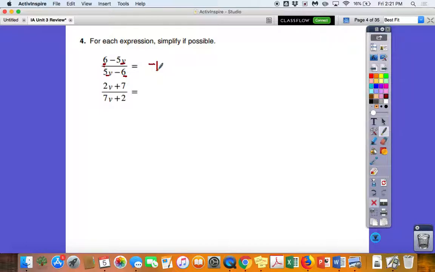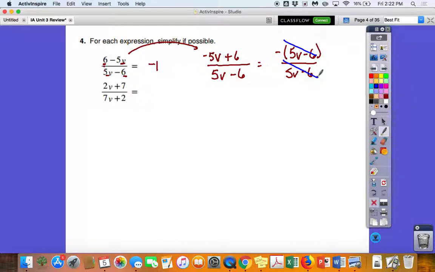Now, if that blows your mind, pick one of them, whichever one looks normal to you. Most people think the bottom one looks normal because it has the variable up front. Take the other part and rearrange it. That's -5v plus 6. Now, hopefully you see that the signs are completely backwards. If that's the case, which I hope it is, you can take a negative out of the top. If you factor a negative out, what that does is changes all of your signs. So now it's evident that this is a perfect match, top and bottom. Now I've got a negative. Well, negative is not an answer. So that's -1.